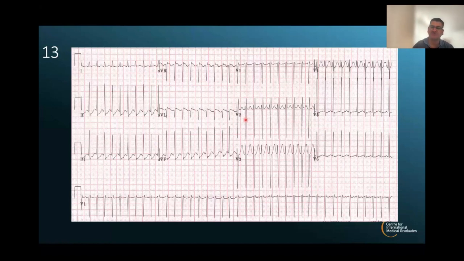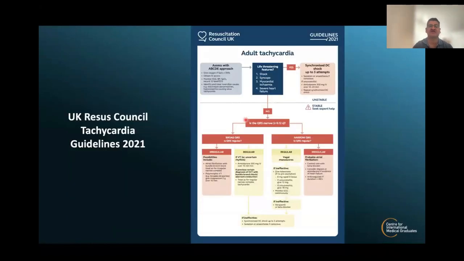All right. I'm going to briefly refer to this guideline of adult tachycardia from the Resus Council. It's quite simple. You look at that patient with the ECG of 200-something and you ask, are they unstable with life-threatening features? Meaning, are they in shock, hemodynamically compromised, with low blood pressure? Have they had syncope? Have they got myocardial ischemia? Have they got left ventricular failure? If they don't, then you've got some time.